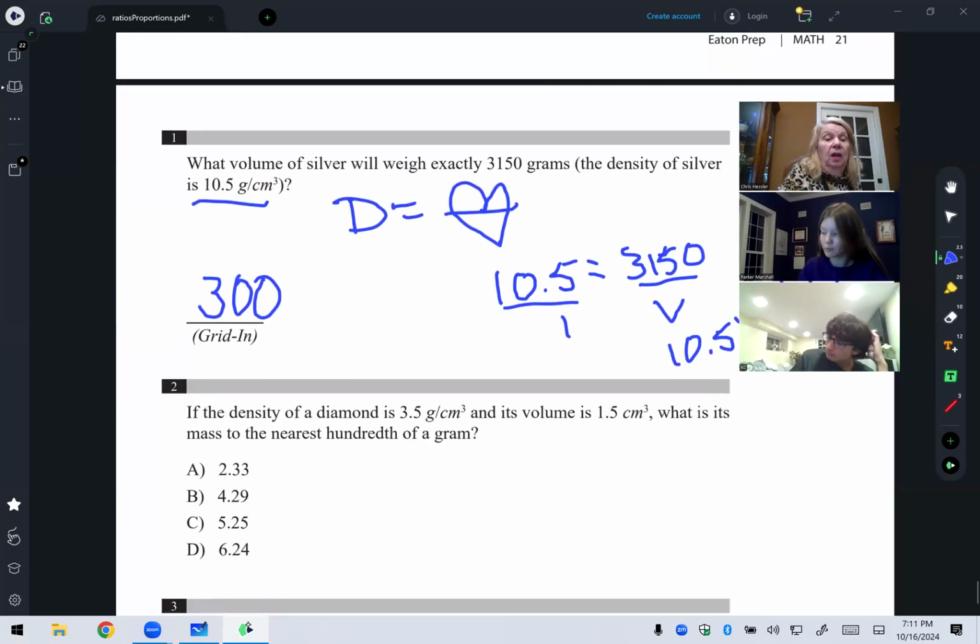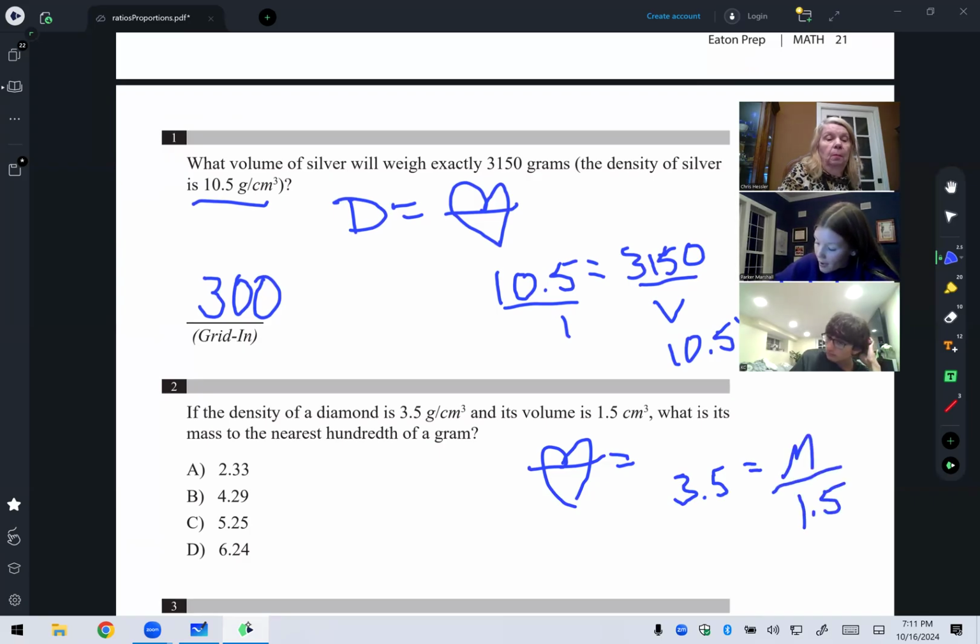Okay, so we know I love density, because it's mass over volume. So the density is 3.5. A diamond's pretty hard. Its volume is 1.5. We need to get the mass. So we're just going to multiply 3.5 times 1.5, and we'll get 5.25 C.